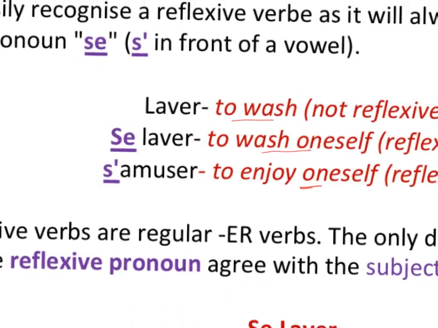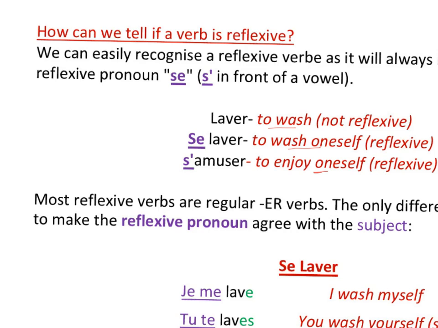So the important thing again is being able to identify these verbs in French. You're looking out for that pronoun, the reflexive pronoun, se or s apostrophe. So, laver, no se, not reflexive. Se laver, there's the se, we can call that reflexive. S'amuser, and I just picked that one to show you that, as you're well used to now in French, if two vowels meet, you need to drop the first and put in an apostrophe. So just be aware of that.